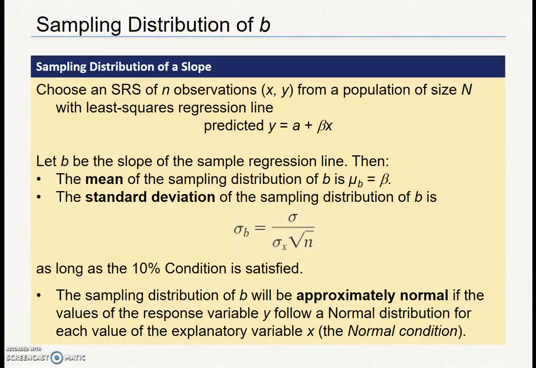So the sampling distribution of b will be approximately normal if the values of the response variable y follow a normal distribution for each value of the explanatory variable x. The center then is the mean. So the mean of the sampling distribution of b is beta. It's just slightly different symbols here, but not a big deal. What I do want you to know, though, is that this beta is not related to the type 2 error that we also called beta.